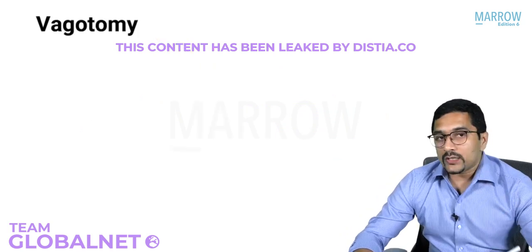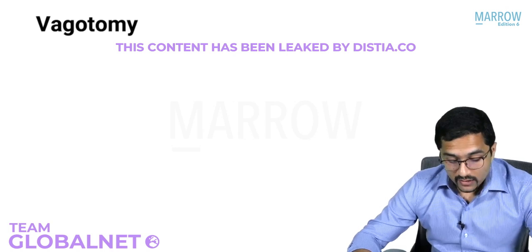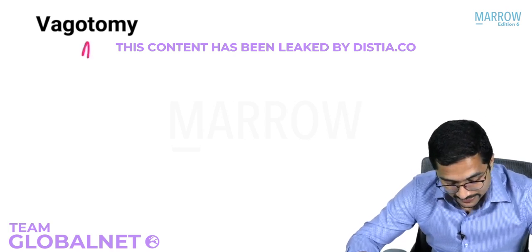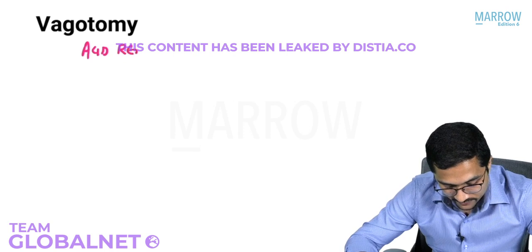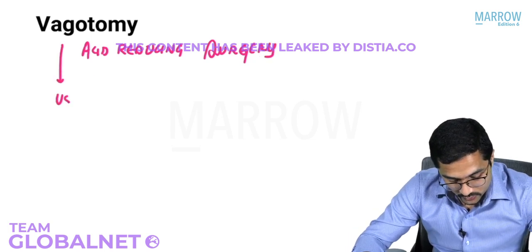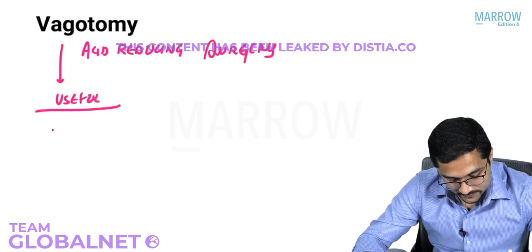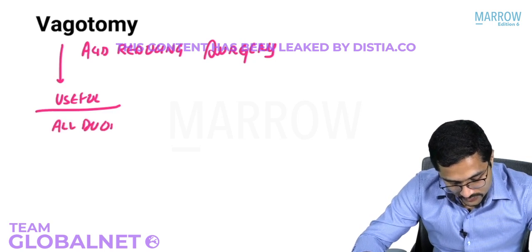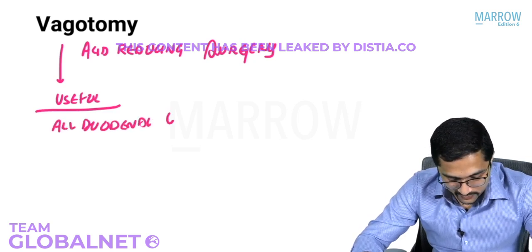The next thing which we need to talk about is vagotomy, right? We discussed that vagotomy is acid-reducing surgery. And where is this vagotomy useful? It is useful for all duodenal ulcers.